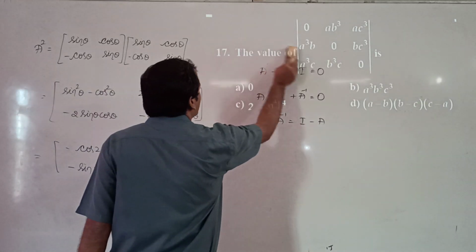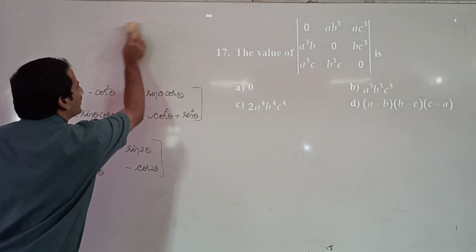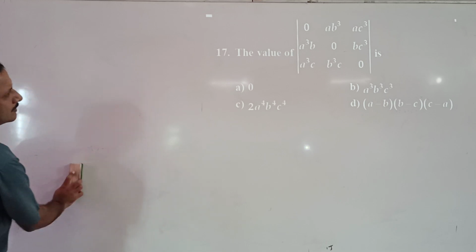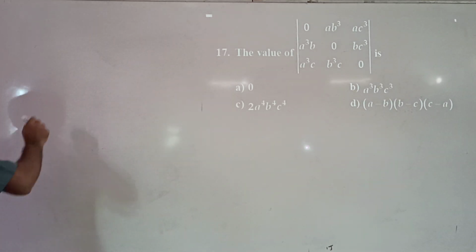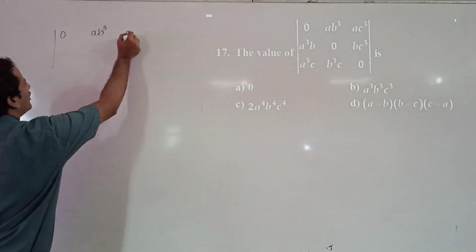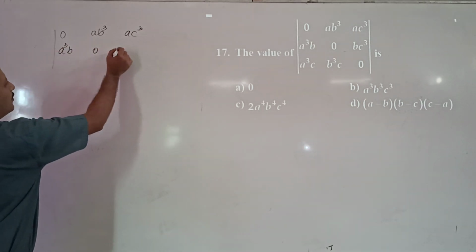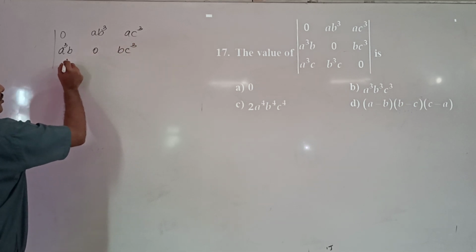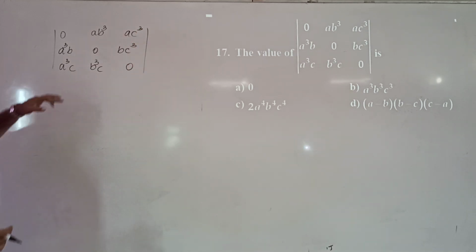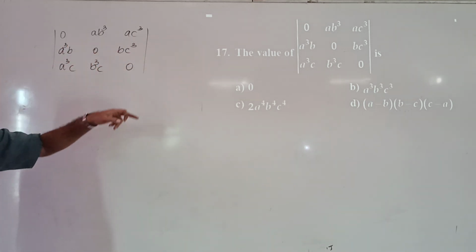17th question. The value of this determinant of 0, ab cube, ac cube, and so on. Let me write that determinant here. 0, ab cube, ac cube, a cube b, 0, bc cube, a cube c, b cube c, 0. I take a as a common factor from the first row, b from the second row and c from the third.